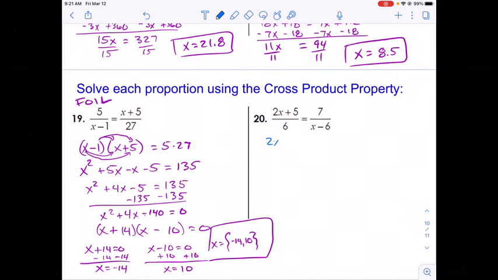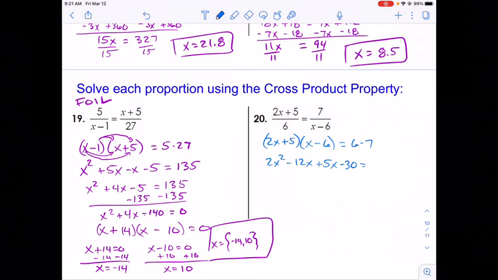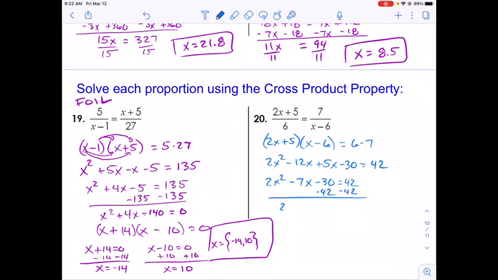We get 2x plus 5 times x minus 6 equals 6 times 7. So that's going to give us 2x squared minus 12x plus 5x minus 30 equals 42. Combining like terms here, so 2x squared, negative 12 and positive 5 is going to be a negative 7x, minus 30 equals 42. So we're going to bring the 42 over by subtracting. So 2x squared minus 7x minus 72 equals 0.